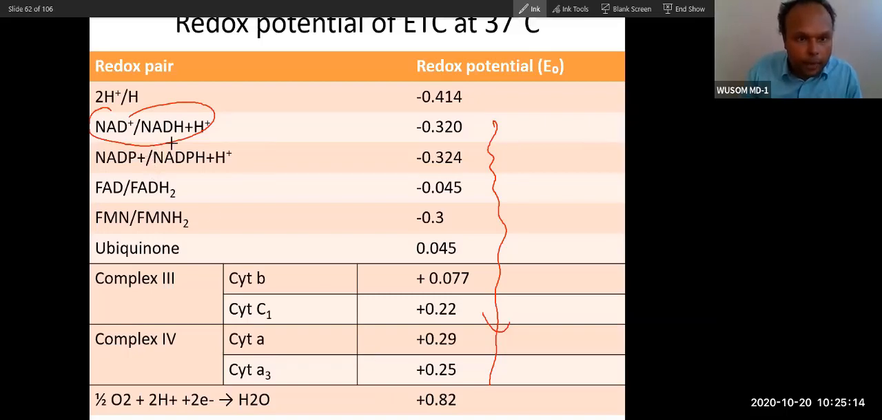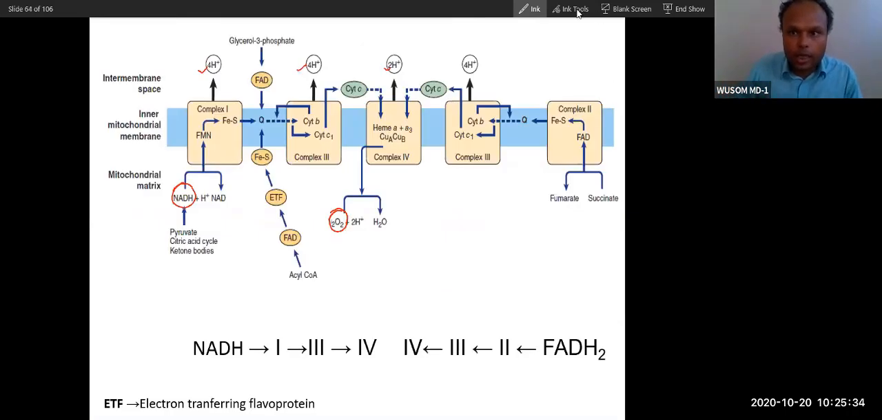So you can see complex 1, and for complex 2 you can see this FADH2, and we will talk about the complexes. Complex 1 will suck the electrons from this and transfer them to ubiquinone, and ubiquinone to this, because of this increasing redox potential. So you can see here the electron transport chain. You can remember it this way.